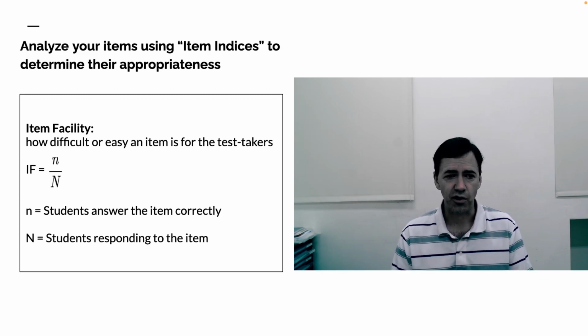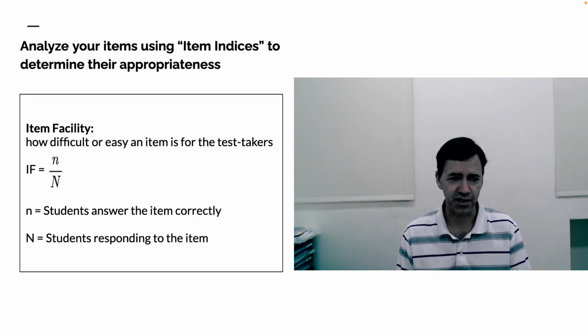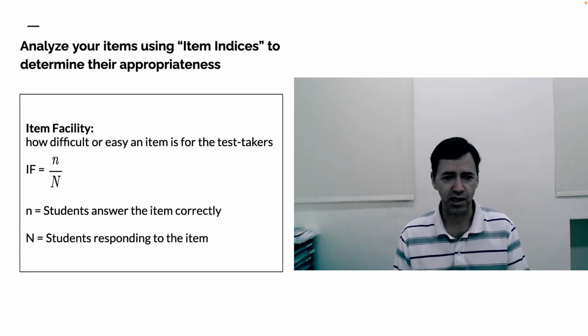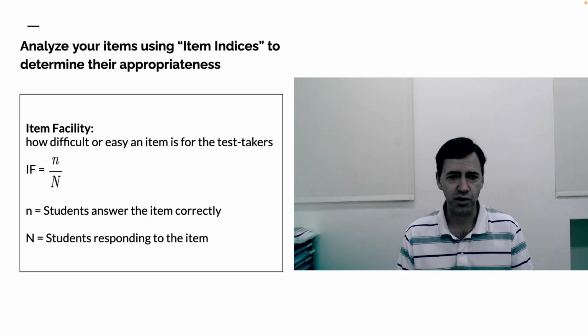Okay, so the first one, we have three different indices, okay? The first one is called item facility. Now this means how difficult or easy one particular item is for the test takers. Okay, so the IF stands for item facility, not if, okay? So item facility equals the number of students that answer the item correctly over the number of students who respond to the item.